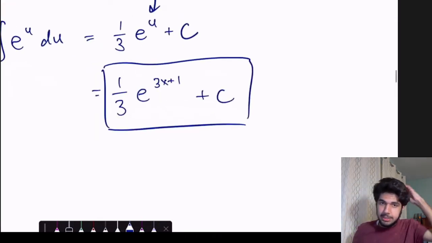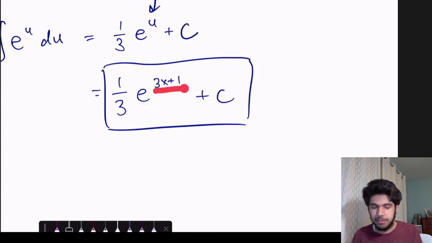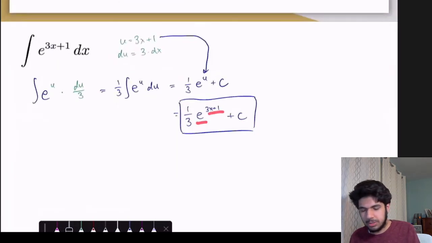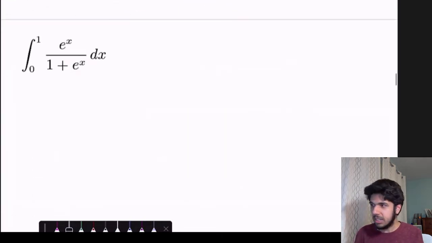Let's do a quick sanity check. Try to take the derivative of this in our heads. So the derivative of e to the 3x plus 1, we keep this term, multiply it by the derivative of this power. So the derivative of 3x plus 1 is 3. That 3 will cancel with this 1/3. So we're just left with e to the 3x plus 1, which is exactly what we found here. So we did get the right answer. Cool. Let's do this one.